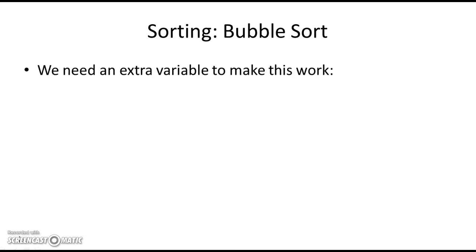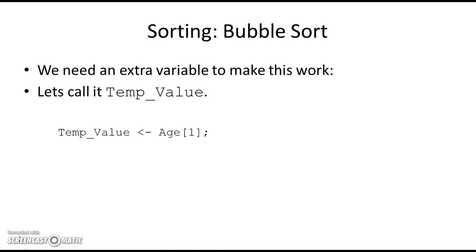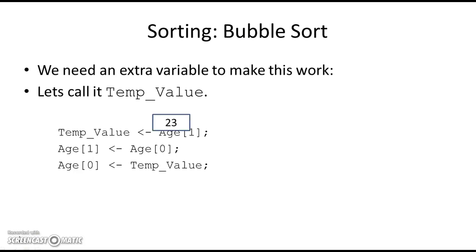What we need is an extra variable to make this work. Let's call it temp value, and that temp value will store one of the values so that the swap will work. So let's say we give temp value the value of the second element, and then the second element is overwritten by the first element's value, and then the first element gets the value of temp value. Then the swap will work.